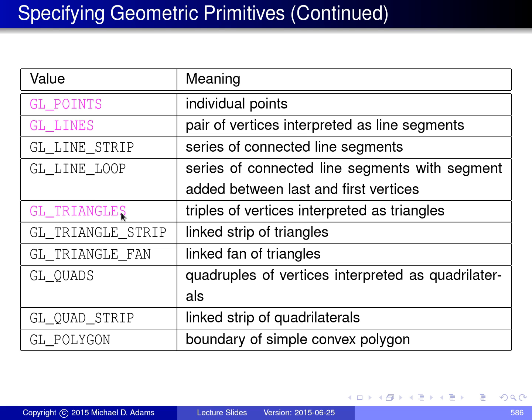We can specify GL_TRIANGLES, which basically groups vertices into consecutive groups of 3, which are interpreted as the vertices of a triangle. A triangle strip, which is a linked strip of triangles. A triangle fan is a linked fan of triangles. GL_QUADS, if we want to interpret groups of 4 vertices as the vertices of a quadrilateral. Quad strip is a linked strip of quadrilaterals. And GL_POLYGON for the boundary of a simple convex polygon.